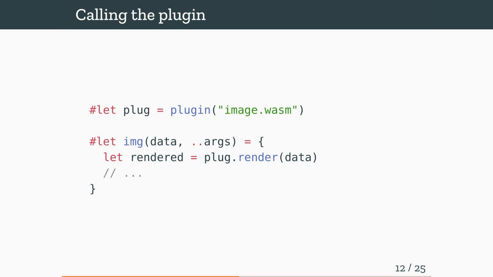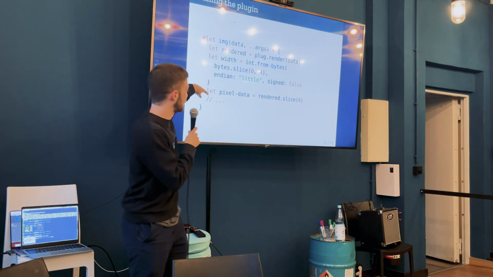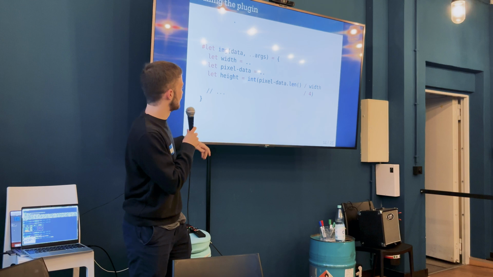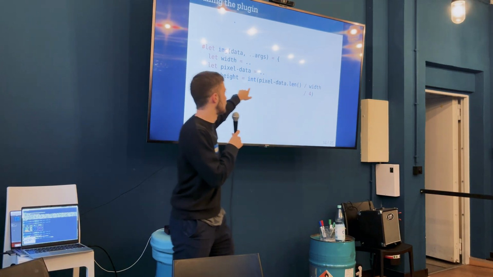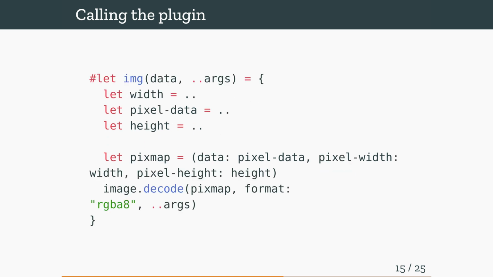So here's the Typst side. Okay. So we call a plugin and its render function, and then we slice the width off from it. We get the pixel data and get a height by dividing the pixel data by the width and by 4, because each pixel is 4 bytes wide, because it's red, green, blue, and alpha, which are each 8 bits large.